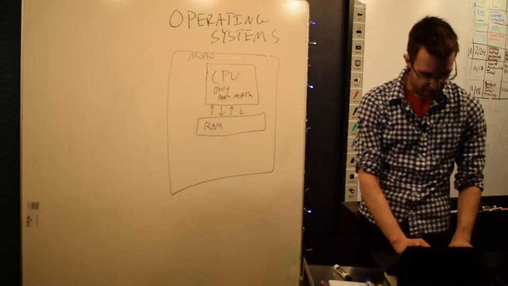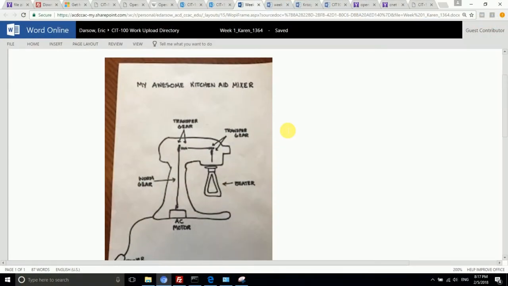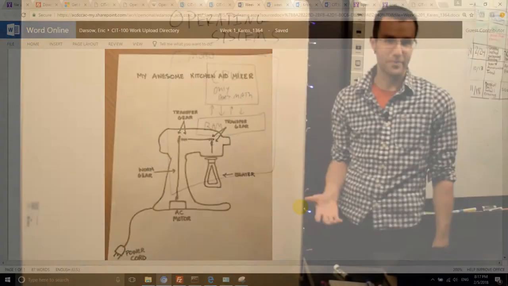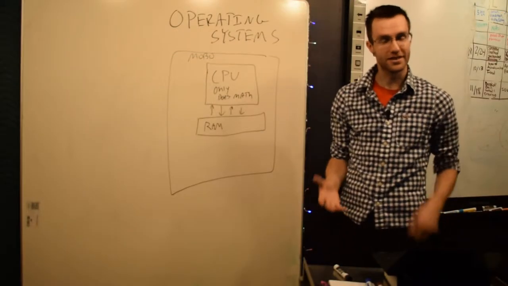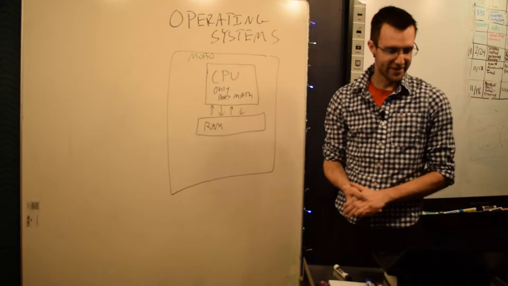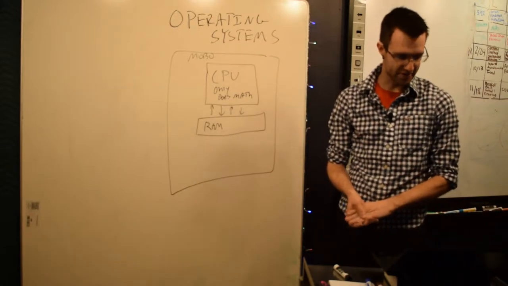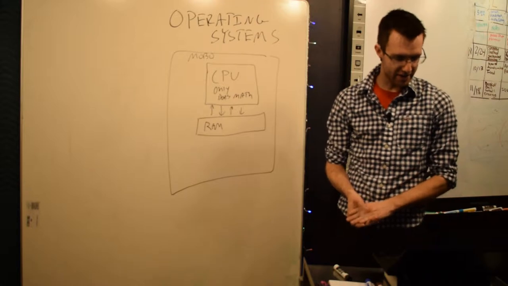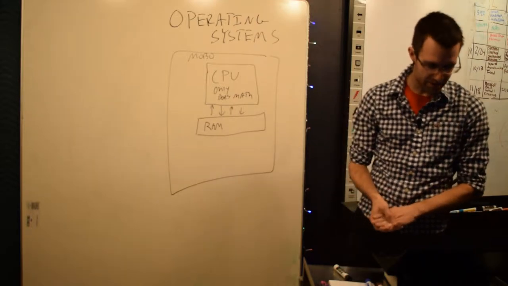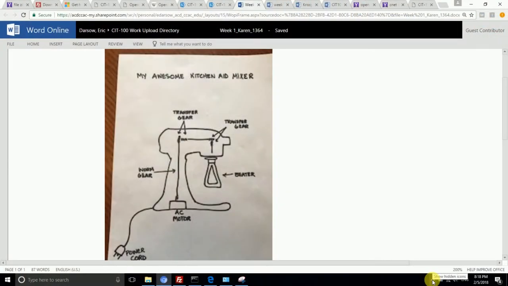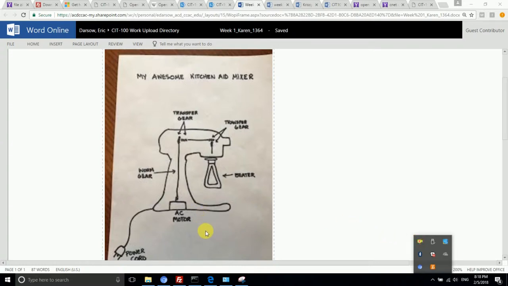And this is Karen's document. Karen diagrammed an awesome KitchenAid mixer, and I'm not much of a cook, but I've lived enough with cooks to realize that KitchenAids are considered awesome. They cost about four times as much as a regular mixer, and they are sturdy. If we look at Karen's diagram, we can see the components that she put in her diagram. We have an AC motor, which is awesome. That's alternating current. That means it's got enough oomph to really stir some dough.